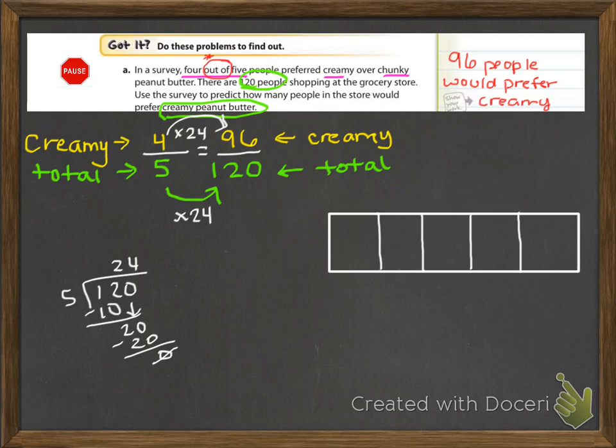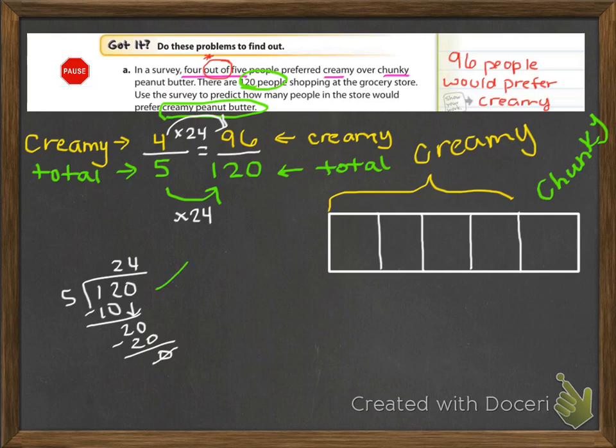Now it says that 4 out of 5 prefer creamy, so I'm going to go ahead and put a little bracket here, and this is my creamy. So then that means that this one over here is going to be my chunky. So now since I have 5 boxes, this is where that 120 divided by 5 comes in. So now I know that the number 24 goes in each block. So let's go ahead and write 24, 24, 24, 24, and 24.